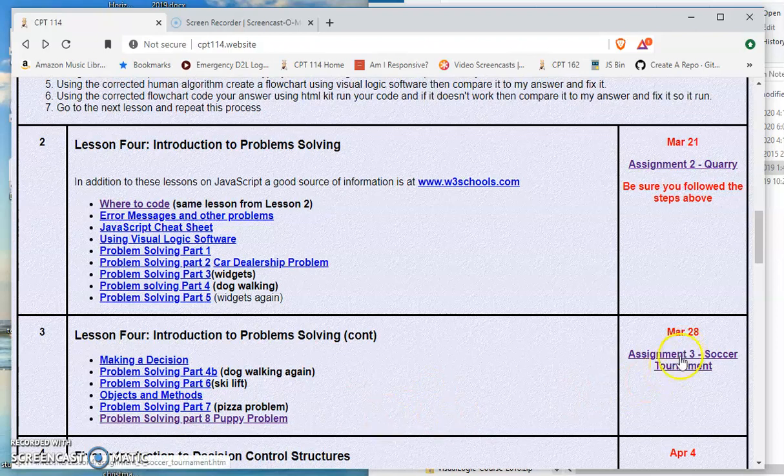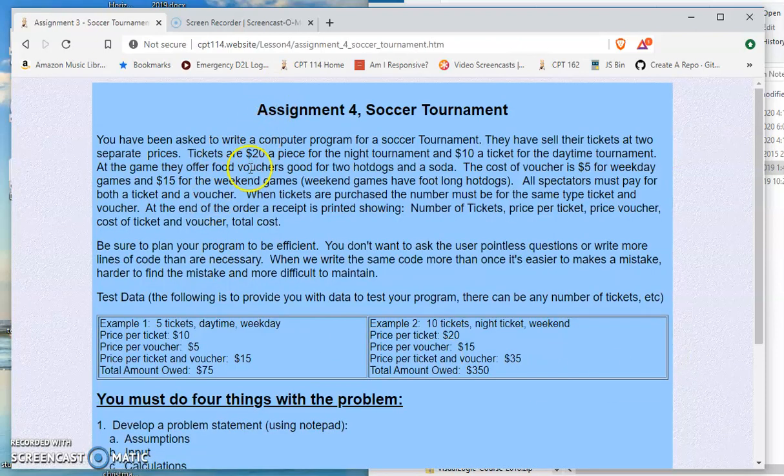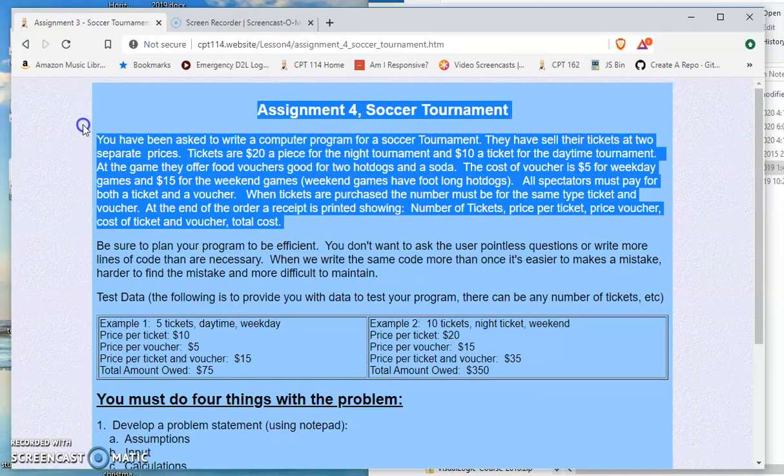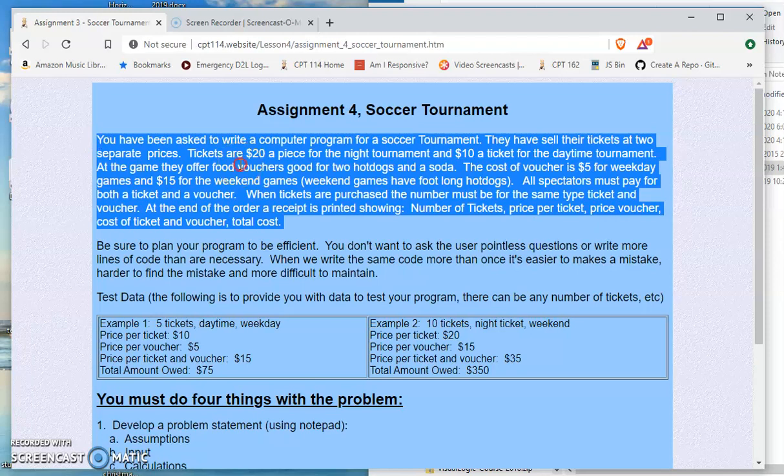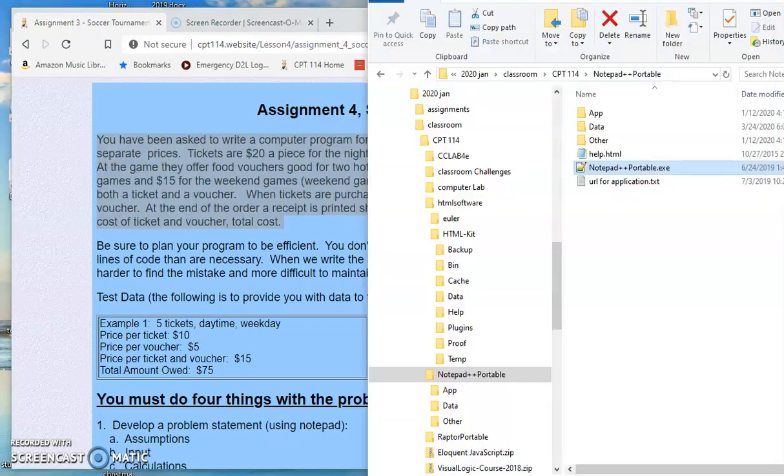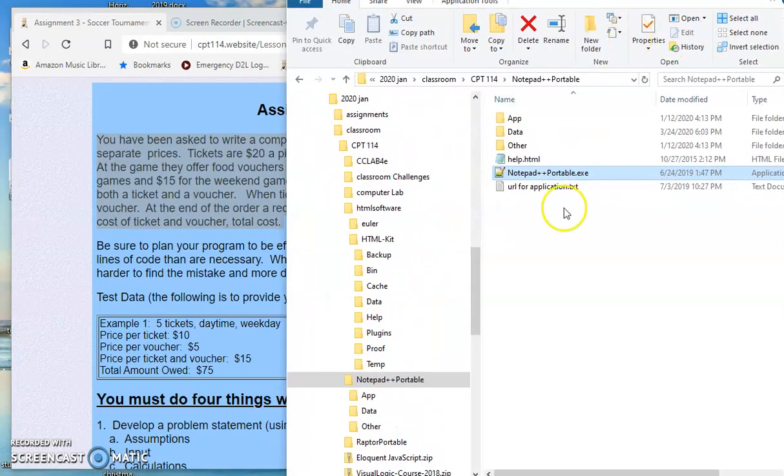All right, so let's take a look at what we're going to be doing. Okay, this is our problem right here. So I'm going to go ahead and copy this. Some people do that, but you don't have to have that in your text file. I'm just going to put it there, make my life a little easier. Okay, next thing I'm going to do is open up my Notepad++.